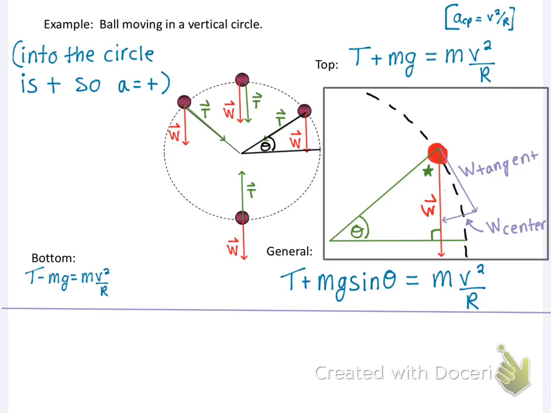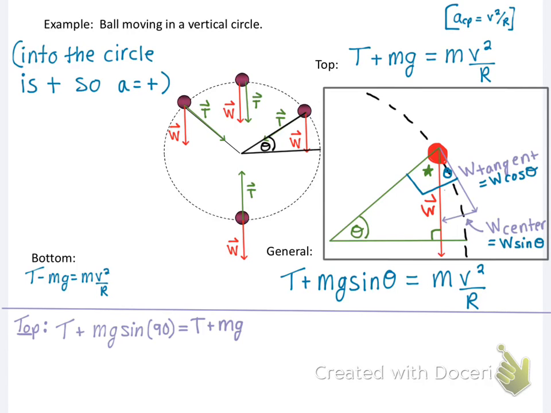We know that the tangent line and the line that connects to the middle of the circle are going to be perpendicular, which means that a 90-degree angle minus our angle for star is going to equal theta. And using our trigonometric functions, we know that the tangent component is going to be equal to weight times the cosine of theta, and the weight going towards the center of the circle is going to equal the weight times the sine of theta, just like what we wrote in our general equation.